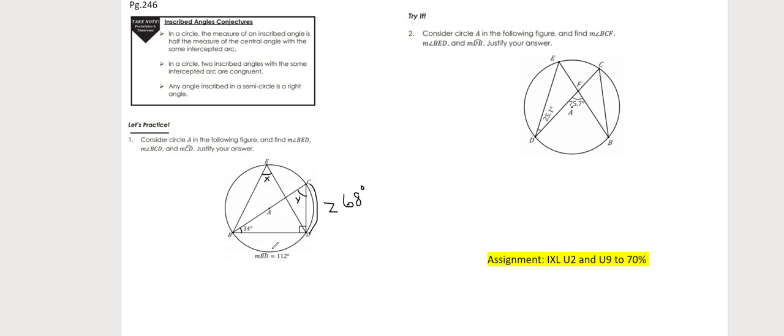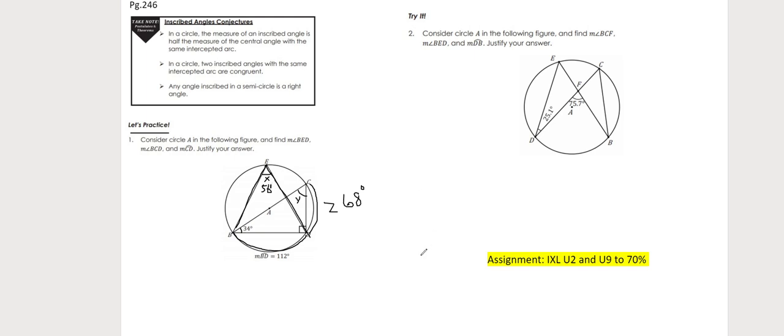They gave you that arc BD from here to here is 112. If this arc from B to D is 112, that means I can find angle E, this X here, because the angle that goes with this arc is from here to here. Since this arc is 112, I take 112 divided by 2, and I get 56. So that means X over here is 56 degrees.